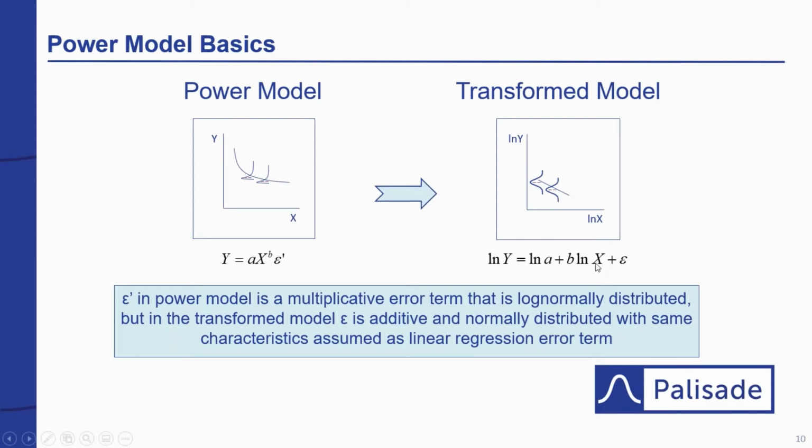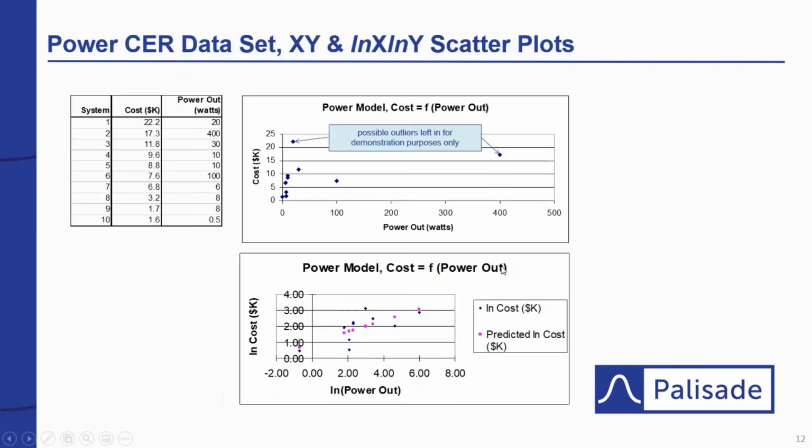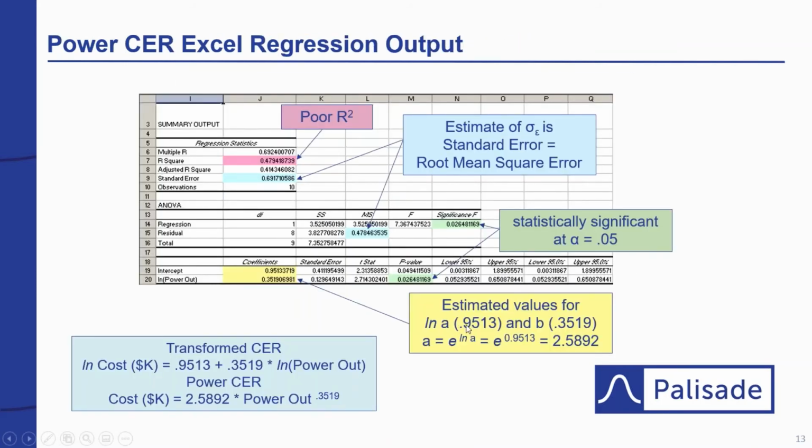And then we have to work with transformed X, transformed Y. So going back to the output, the natural log of A is what I'm provided here as the intercept. B is what I'm being provided with as the slope. Now to solve for A, if I want to write it as the full power model, you just raise e to that power and you end up with 2.5892. So now I've got the natural log of A, I've got a B, and I've got A itself.